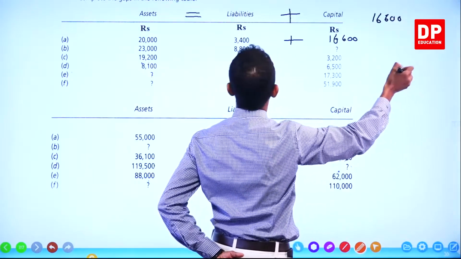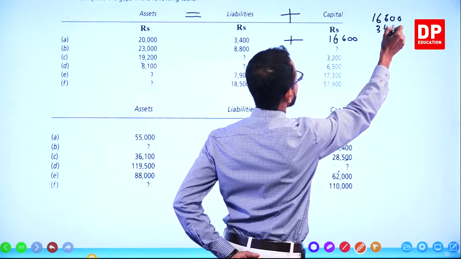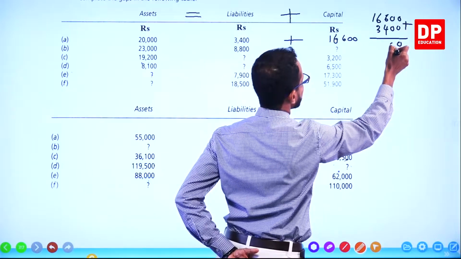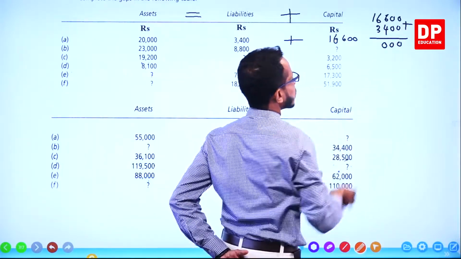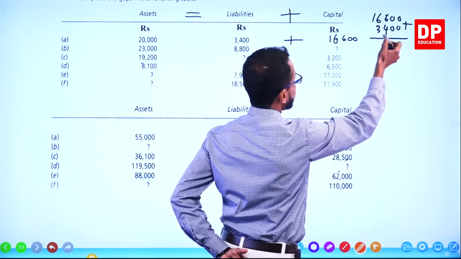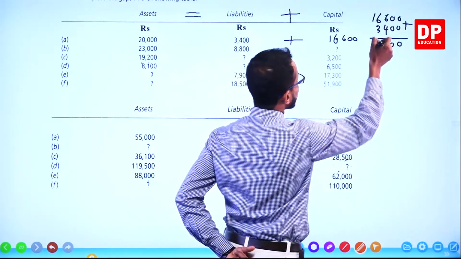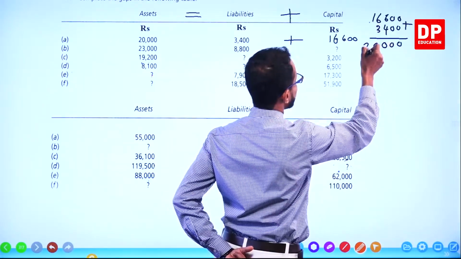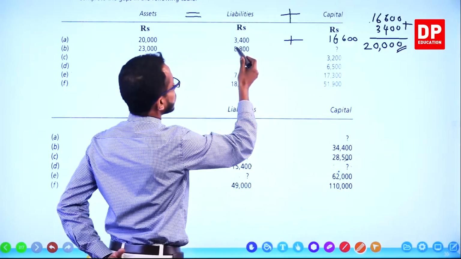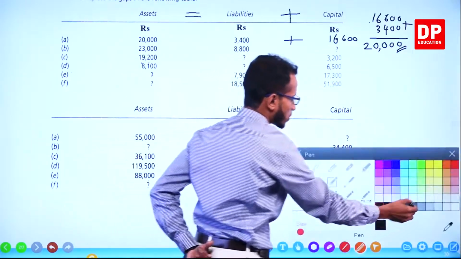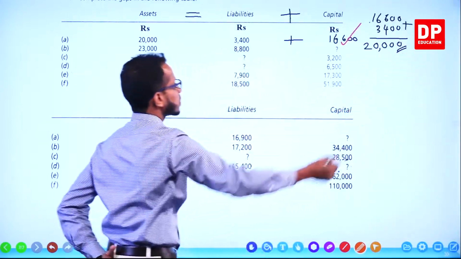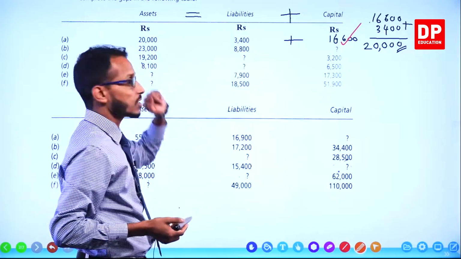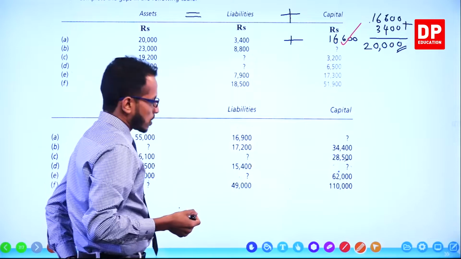16,600 plus 3,400. Adding 0, 0, 0. 6 plus 3, 9. 0. 1 remainder, 1 plus 1, 2. 20,000 comes. So this amount is correct. We have done the calculation correctly. 16,600 plus 3,400 equals 20,000 assets. Going ahead.